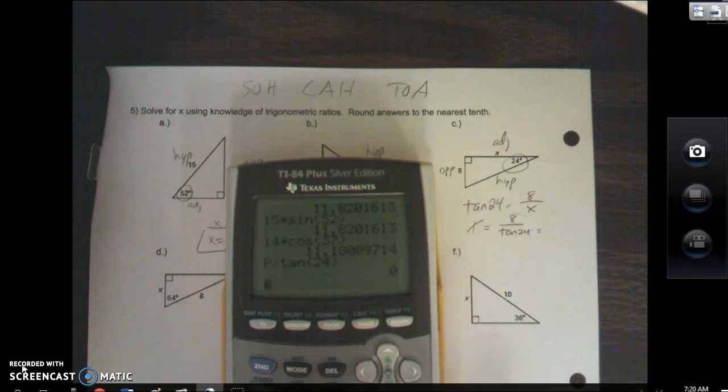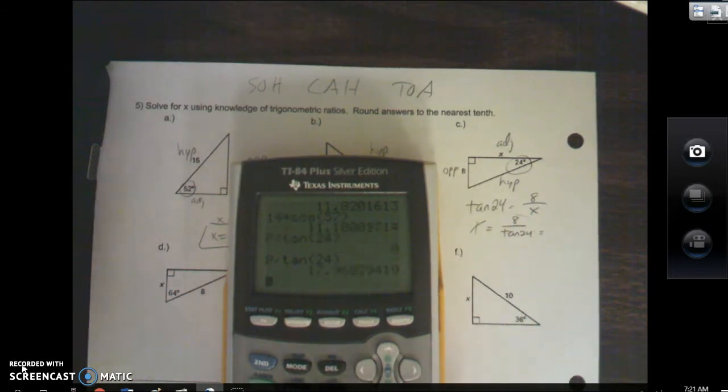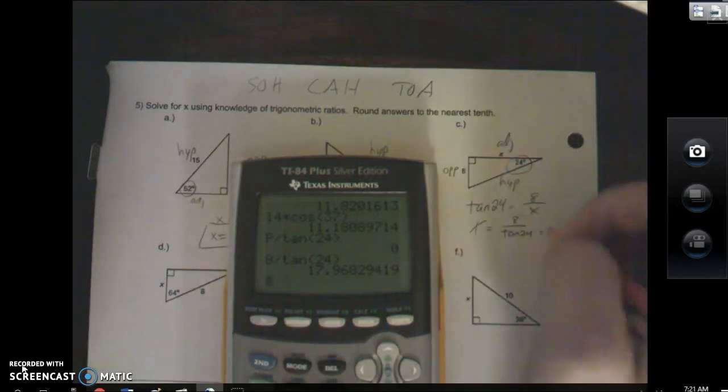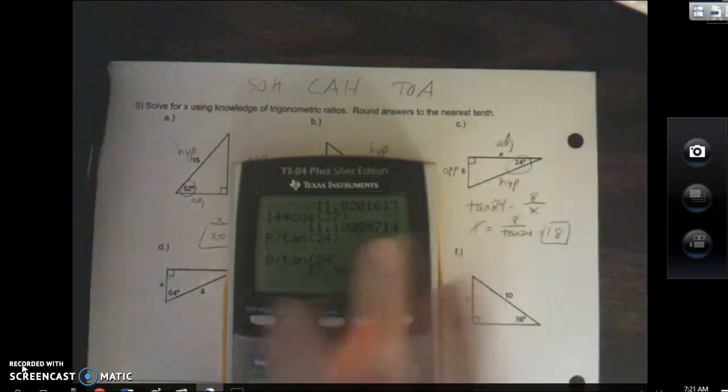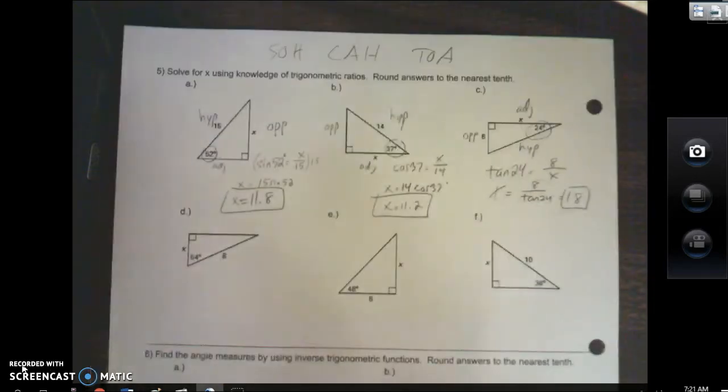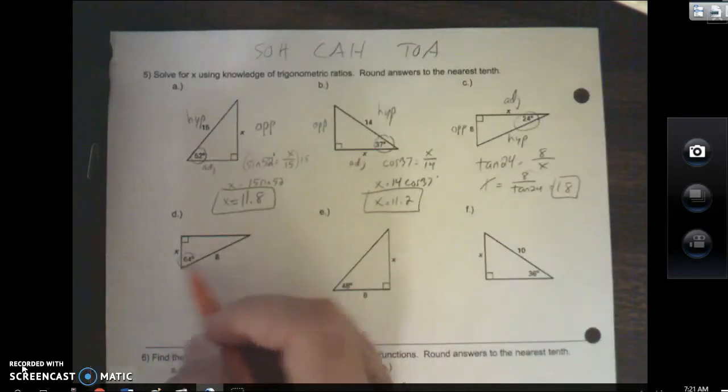And what that looks like is 8 divided by tangent 24. Yeah, 8 divided by tangent 24 gives 17.96. If I take that 6 and round that 9 up, it bumps that up, it would be 18. Okay, 3 down. 64 degrees.